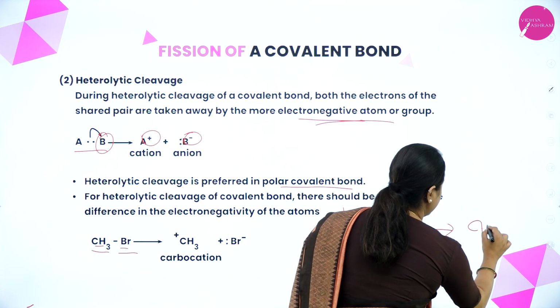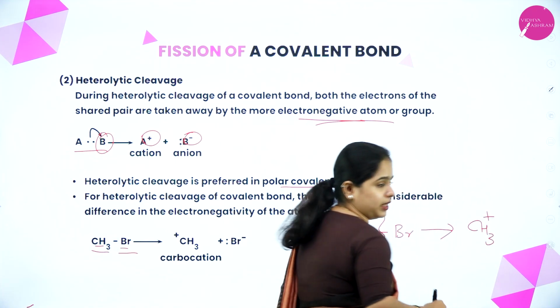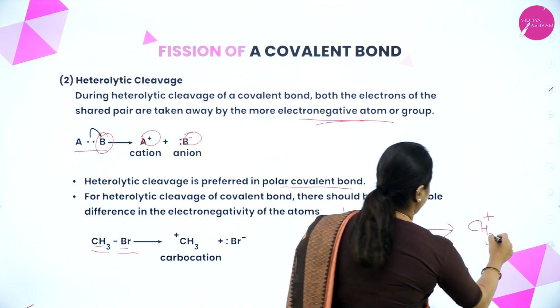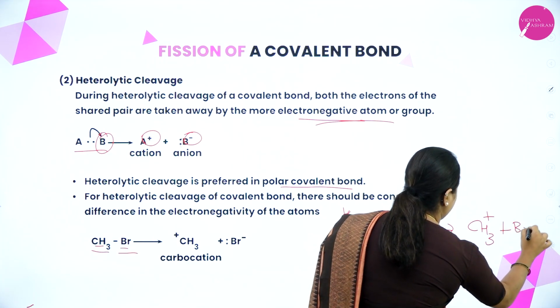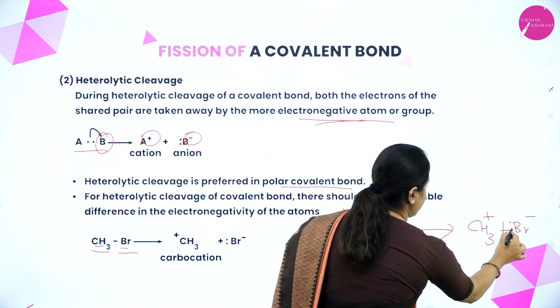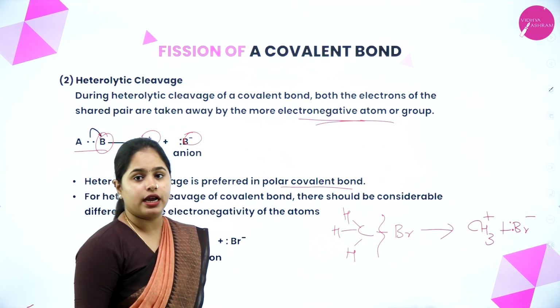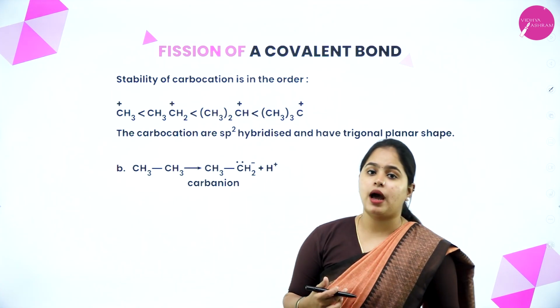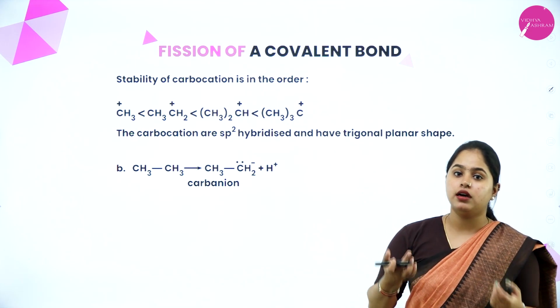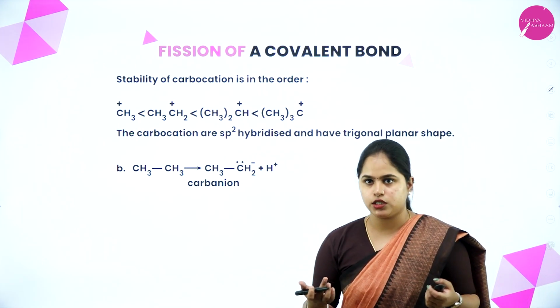So what happens? CH3 will become plus. The carbon will get a positive charge and the bromine will have a negative charge, as it has taken up both electrons. So this is heterolytic cleavage, right? This will happen only in polar covalent bonds, which have a difference in electronegativity between the 2 atoms.